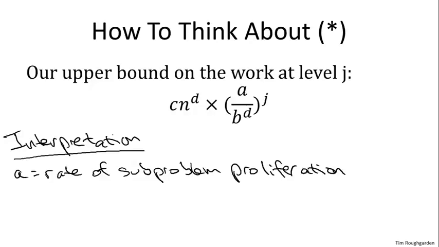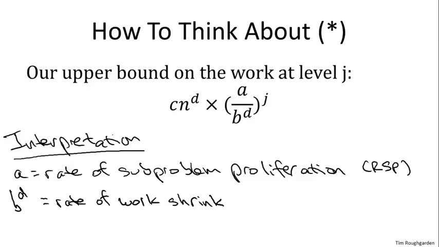So let's think of a in this way, as the rate of subproblem proliferation, or RSP. And when I say rate, I mean as a function of the recursion level j. So these are the forces of evil. This is why our algorithm might run slowly, because as we go down the tree, there are more and more subproblems, and that's a little scary. The forces of good, what we have going for us, is that with each recursion level j, we do less work per subproblem. And the extent to which we do less work is precisely b to the d. So I'll abbreviate this rate of work shrinkage, or this quantity b to the d, by RWS.